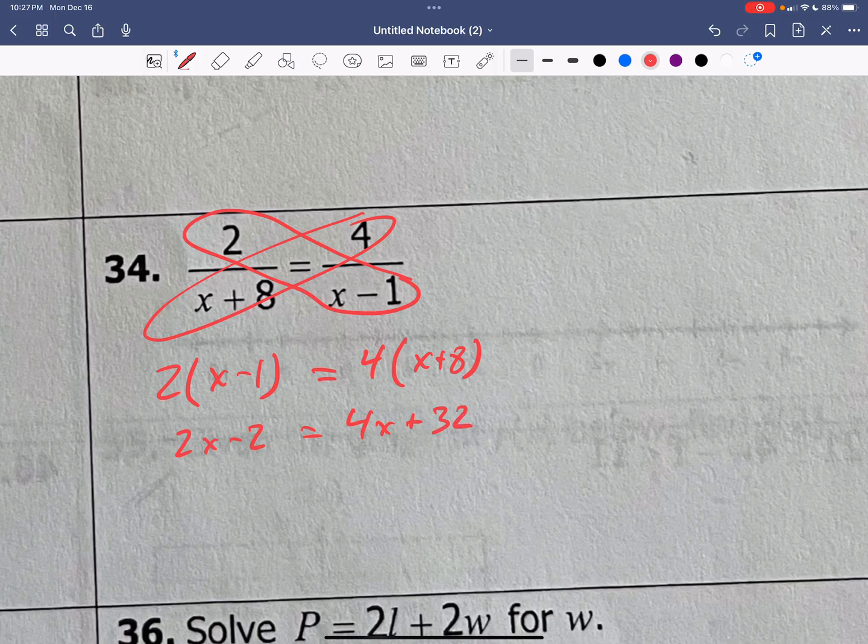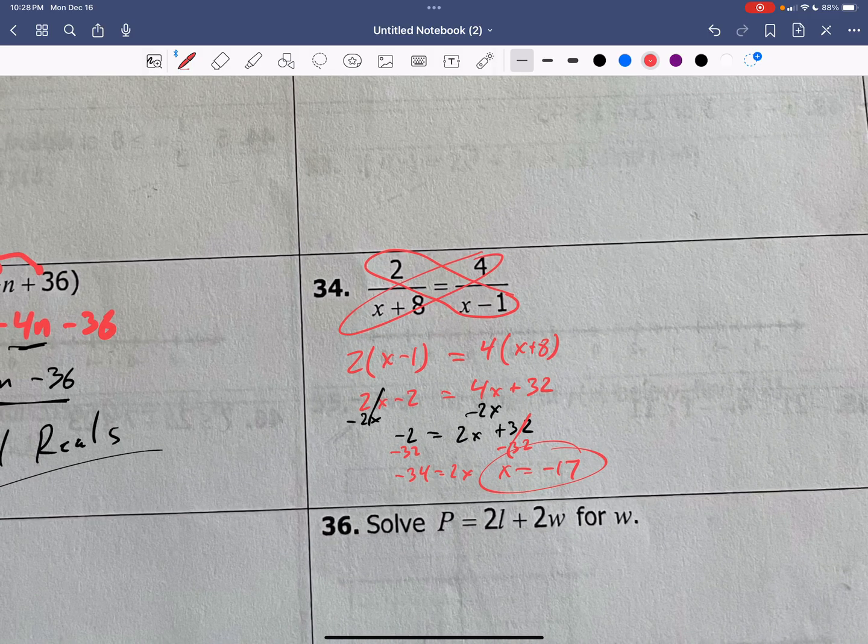You can move them however you like. I always tend to keep my x's positive, so I'm going to go ahead and subtract 2x from this side, subtract 2x from this side. I end up with negative 2 equals 2x plus 32. And then I got to get x by itself, right? So I'm going to minus 32 here, minus 32 here. Negative 34 equals 2x, which means x is going to be negative 17.